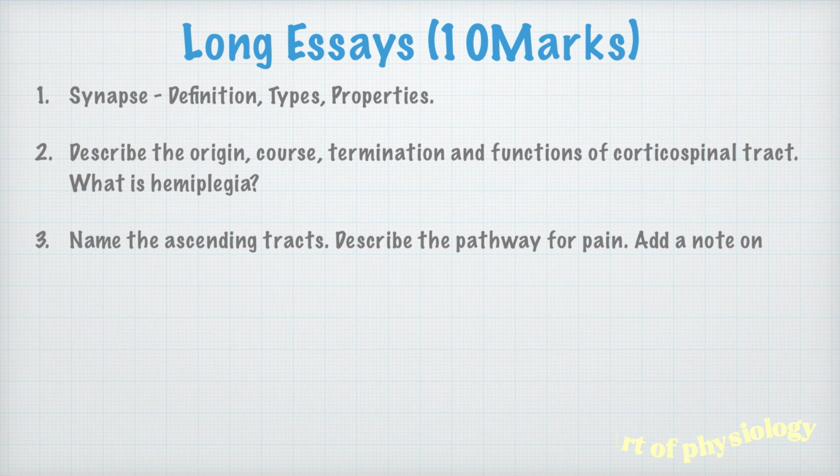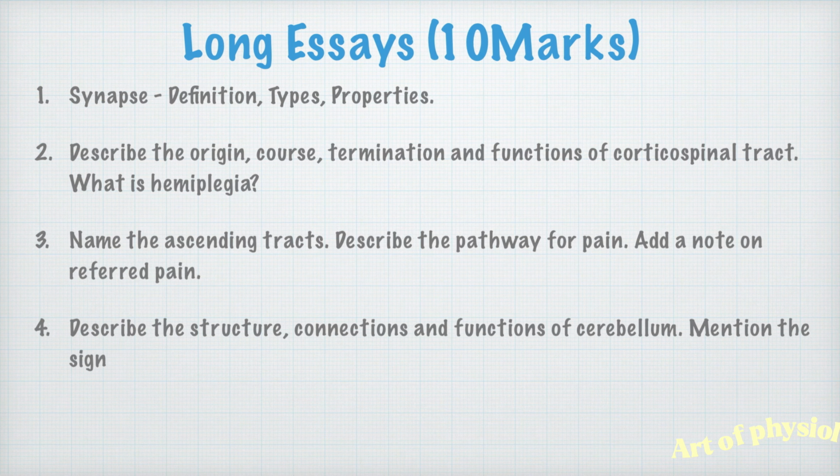Third question: name the ascending tracts, describe the pathway for pain, add a note on referred pain. Here you have to just write the ascending tract names. Then you have to draw the pathway for pain. It should be very clear. Take one full page, draw neatly with color pencils and label everything. And if you are drawing any kind of tracts, you should definitely draw and write about the origin, course, termination and function also. Okay, add a note on referred pain with example. Try to write referred pain with example.